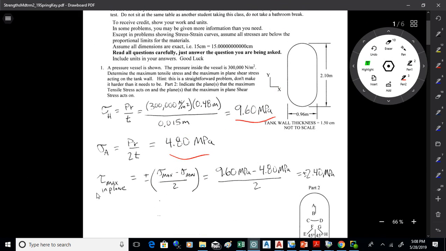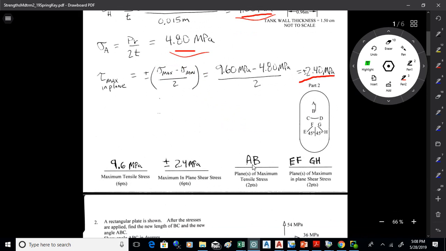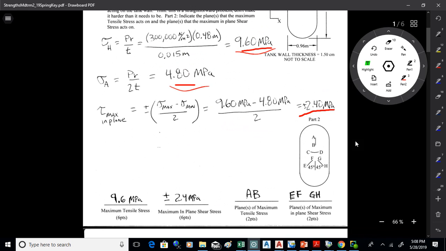Now tau max in plane, because this is a biaxial approach that we'll take to finding tau max in plane, will be plus or minus (sigma max minus sigma min) over 2. So we got sigma max, we got sigma min, subtract and divide by 2, it's plus or minus 2.4 megapascals. The maximum normal stress is the hoop stress.